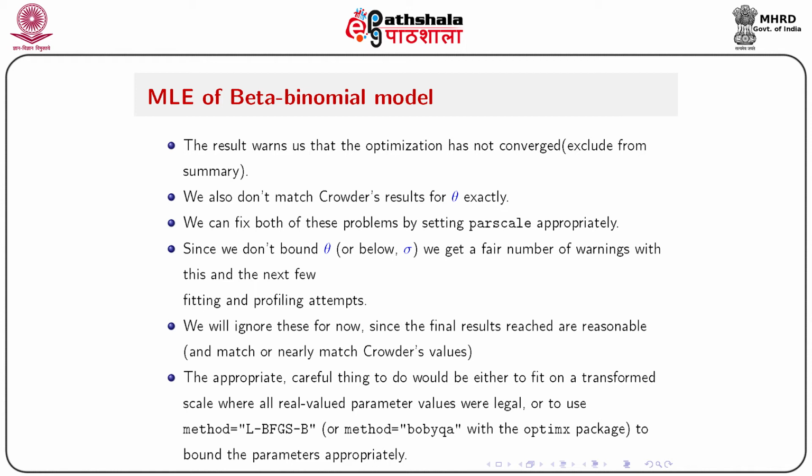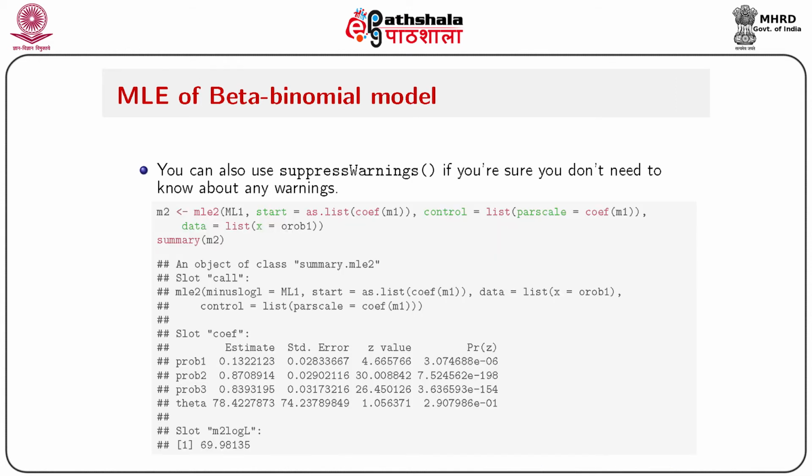The appropriate careful thing to do would be either to fit on a transformed scale where all real valued parameters were legal, or to use method L-BFGS-B or method bobyqa with the optimx package to bound the parameters appropriately. You can use suppressWarnings if you are sure you don't need to know about any warnings.